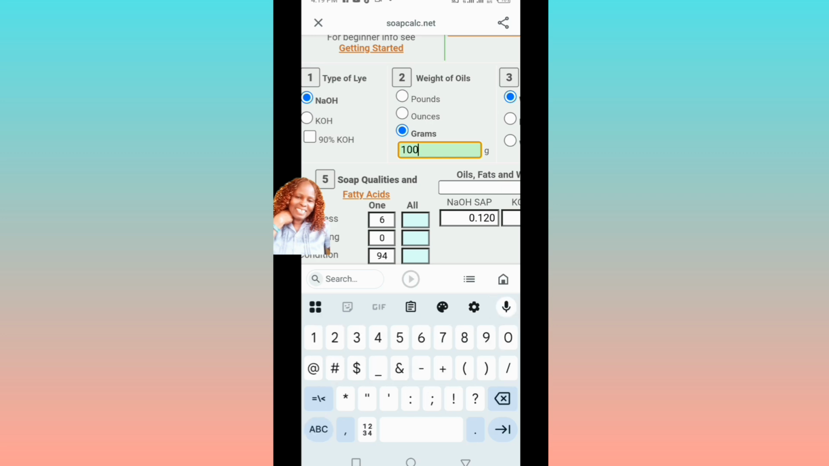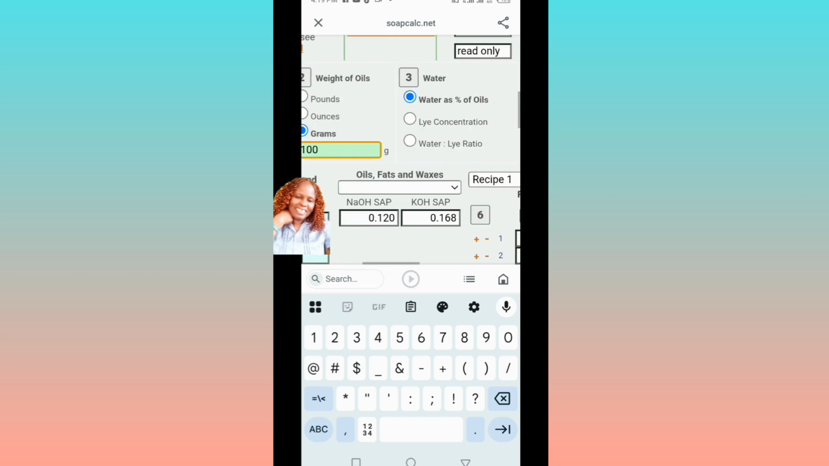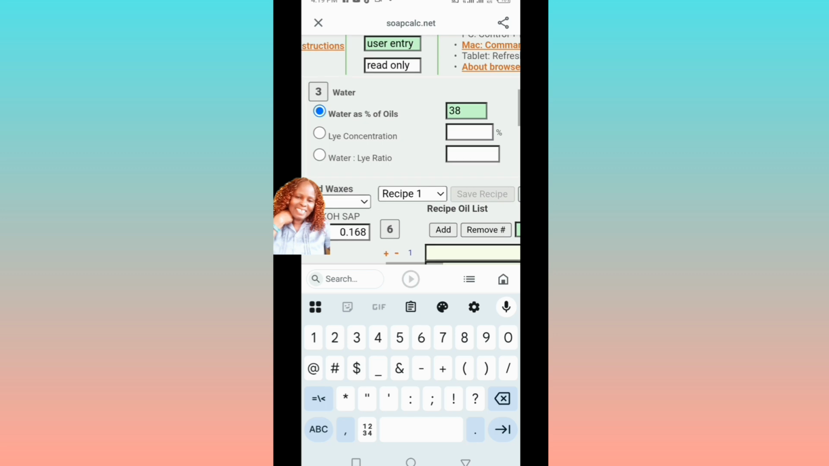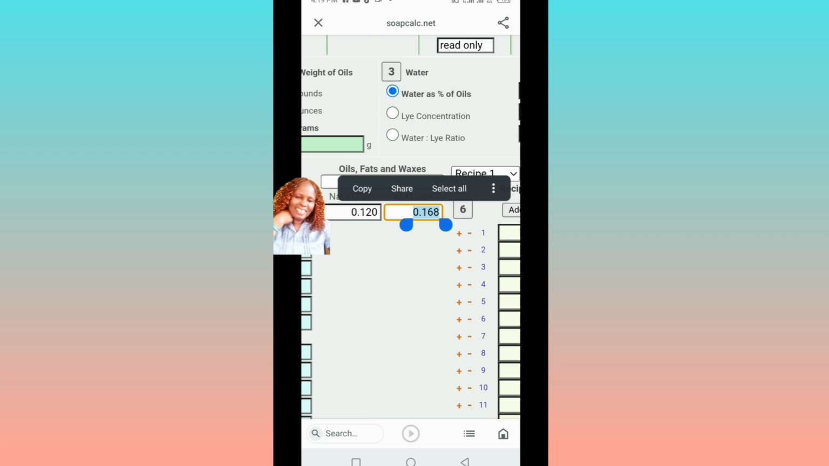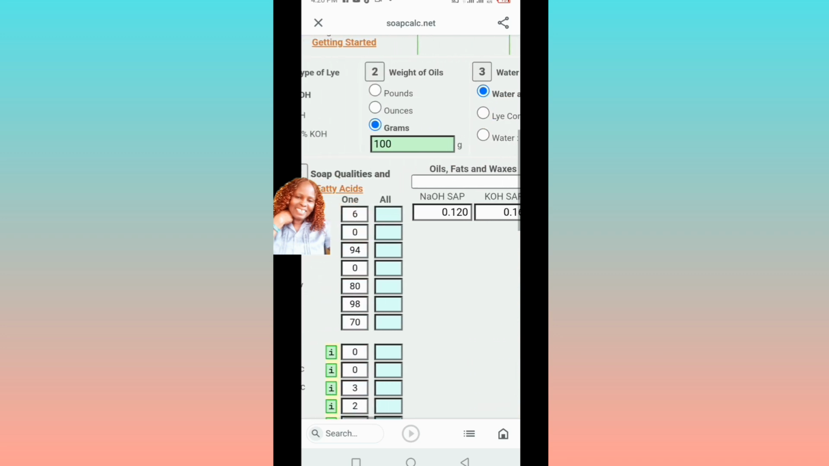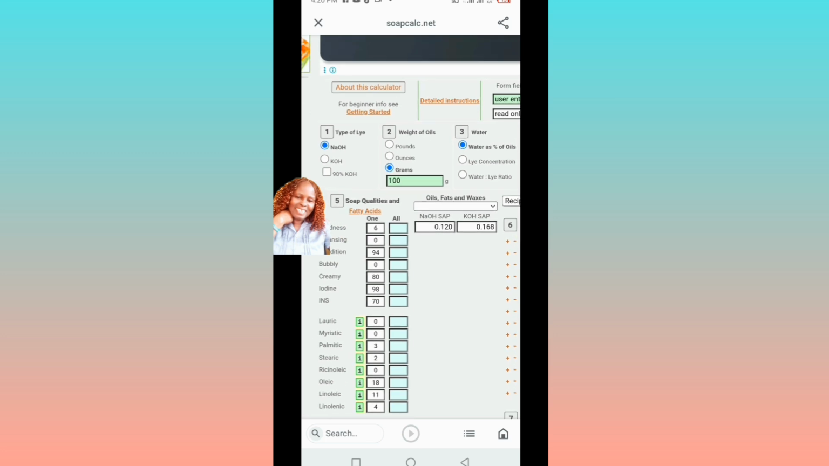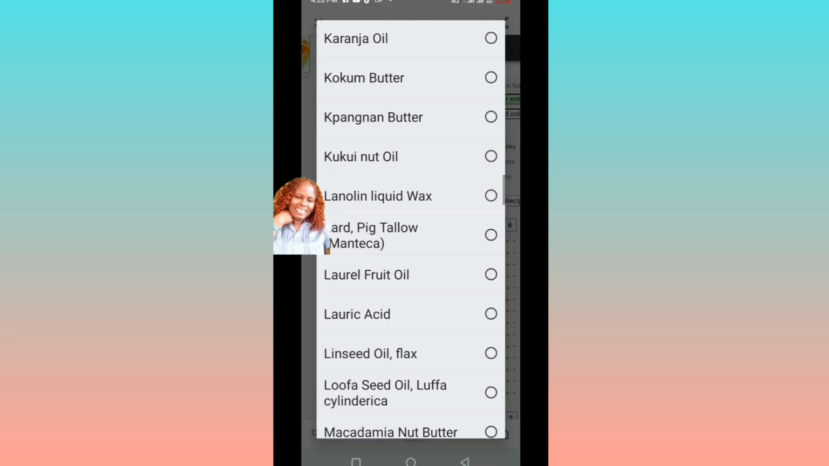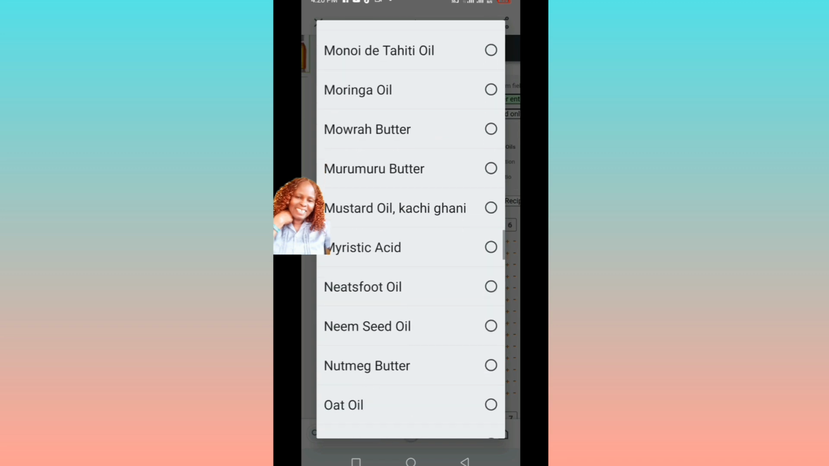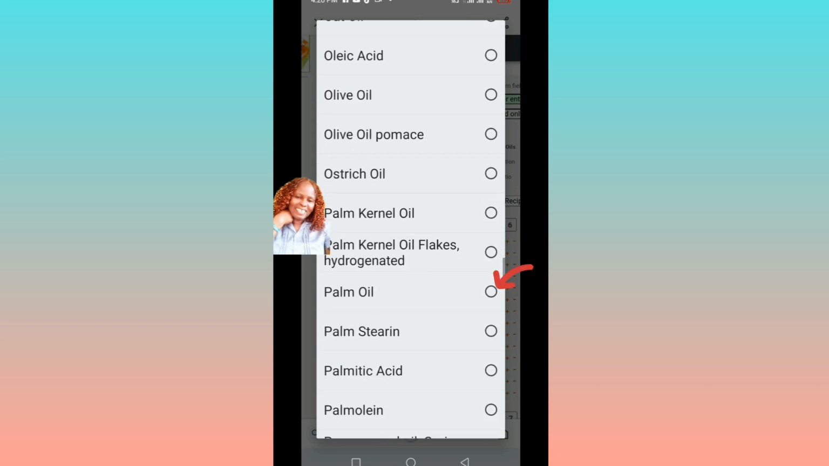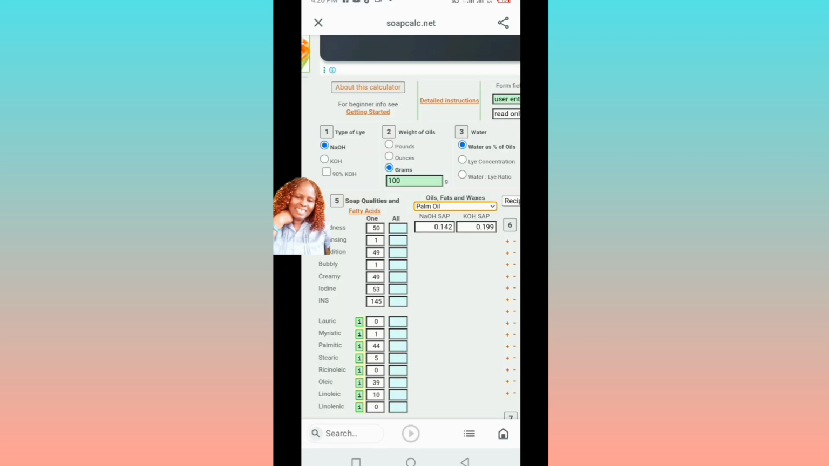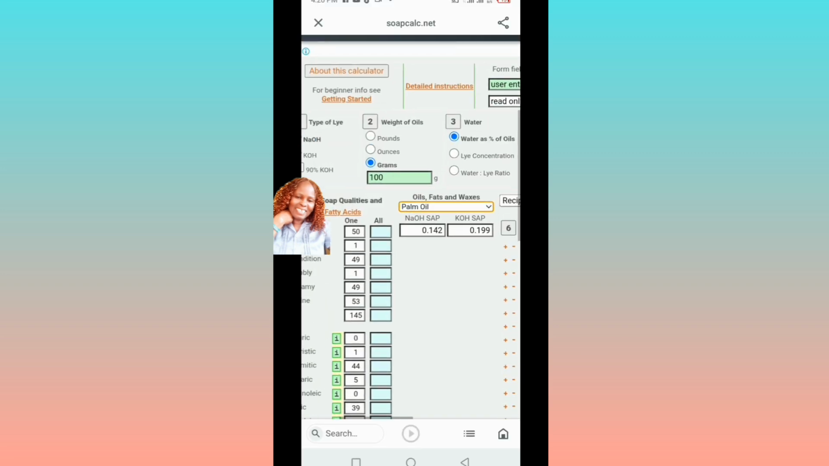Whatever oil you're using, put in the total oil. If you're using different oils, measure them all and put the total there. Now go to oils, fats and waxes and put in the types of oil you're using. For me here, I'm using only palm oil, so I will just tick palm oil. If I'm using other oils, I will select all of them. It will show me where to put the percentage of oils. So palm oil, I'm using 100%.